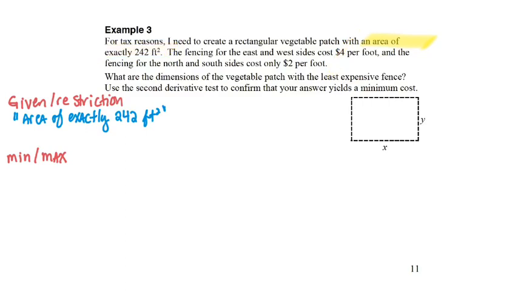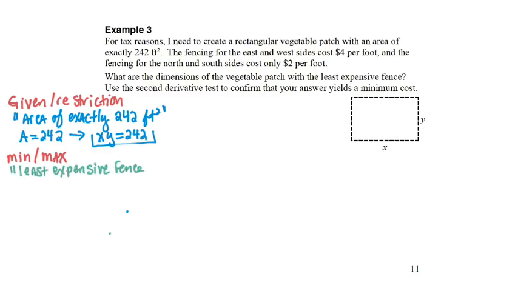But focusing on the area being 242, we usually use A for area, but since we have the dimensions x and y given for us instead of length and width, let's use x times y equals 242. I have now found my given equation. There's only one for this problem. Next, I'm focused on the phrase least expensive fence. Now, it also does say minimum cost, so you kind of have that hint down there, but that's not always going to be in your question.